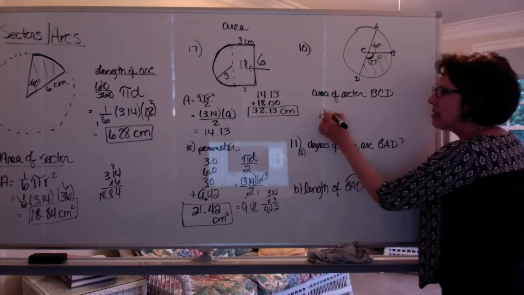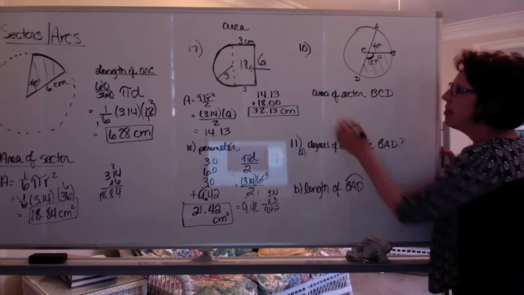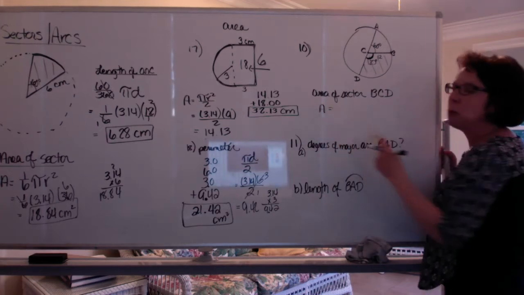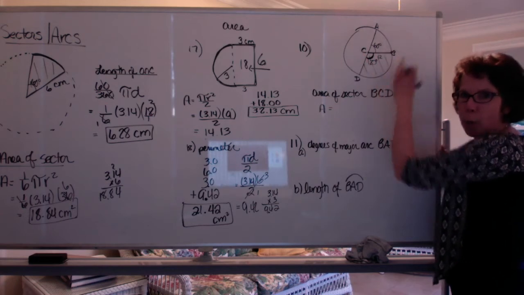Now, let's find the area. The area is going to be equal to, and I should make that a little bit higher so we have room. The area is going to be equal to, what's my fraction? What fraction is this piece of the whole pie?